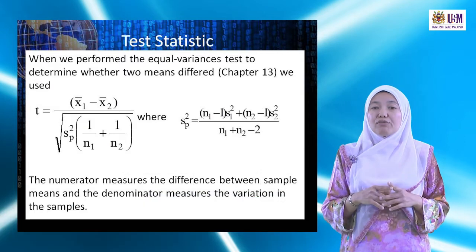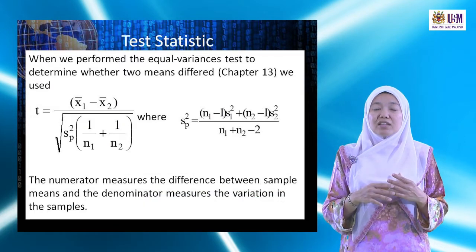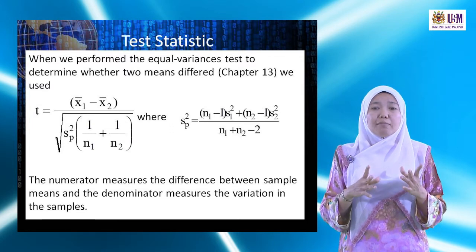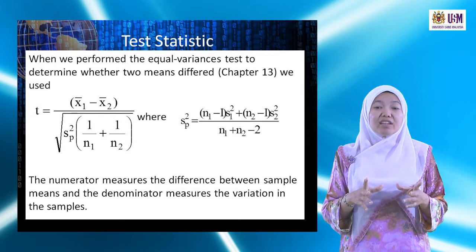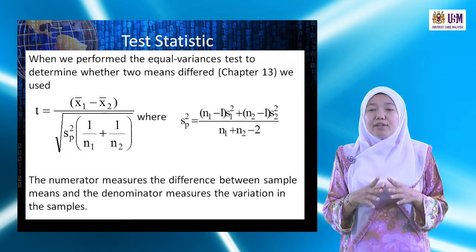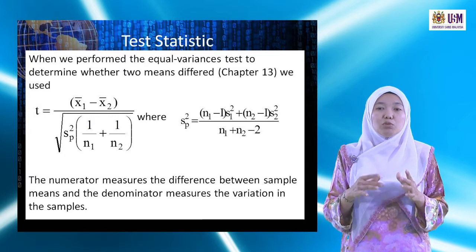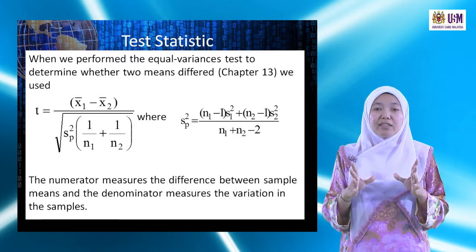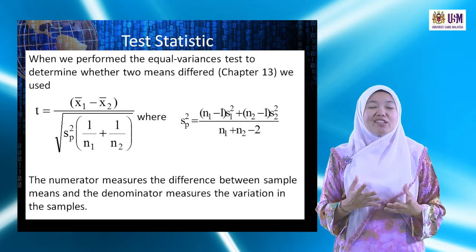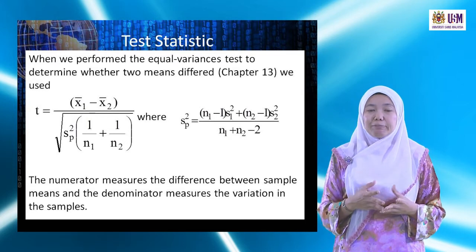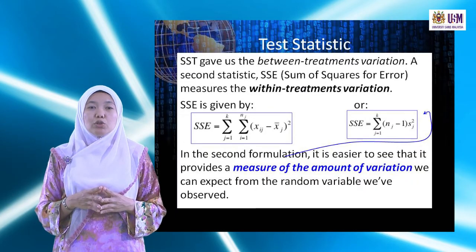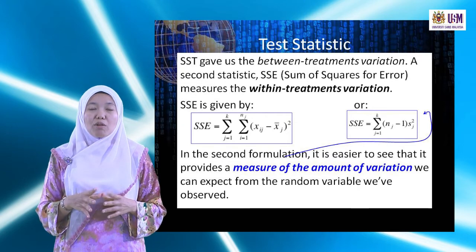The formula for the pooled variance is given as the degree of freedom for the first sample, N1 minus 1, multiplied by the variance for the first sample, plus the degree of freedom for the second sample, N2 minus 1, multiplied by the variance for the second sample. The numerator measures the difference between sample means, while the denominator measures the variation in the samples. What you have seen earlier is the formula for the t-test in the case of two population means.